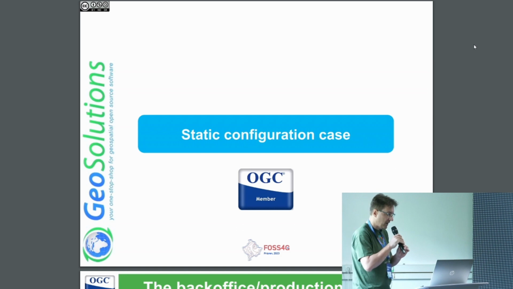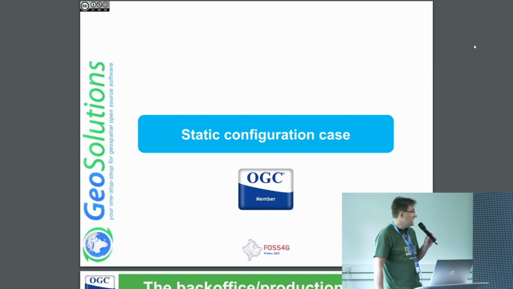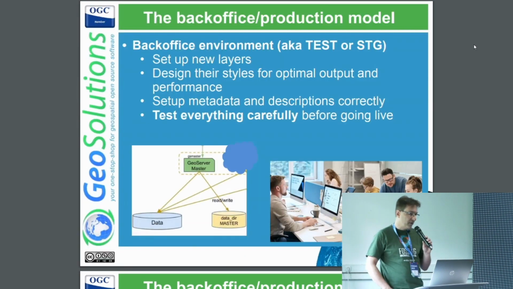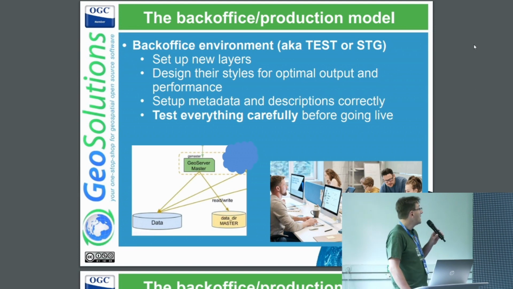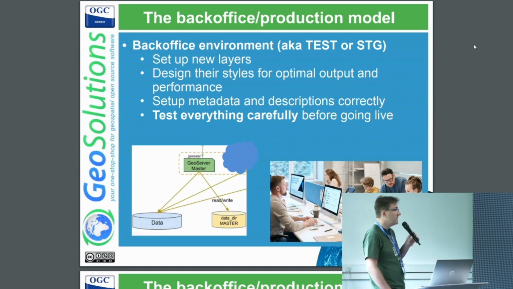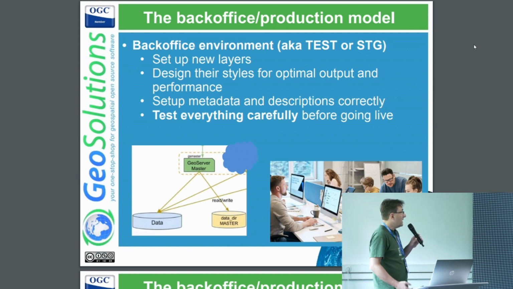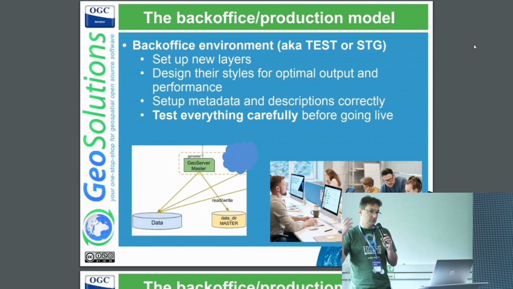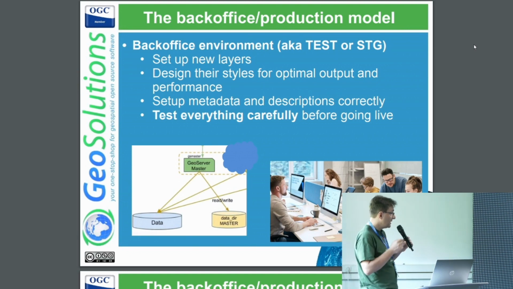So, in our experience, the most common use case is a static configuration case. In the static configuration case, you have a back office environment, also known as test or staging, where you set up the new layers, you design styles for them for optimal output and optimal performance. You set up metadata, descriptions, whatever you need. It's typically a long, iterative process. It takes some time. Eventually, you test everything carefully before going live. So before presenting new layers to your users, you typically test them carefully.